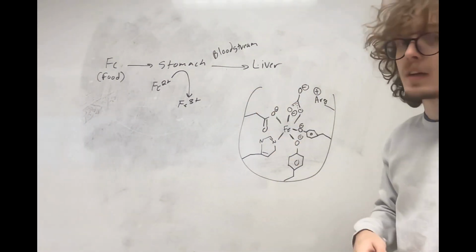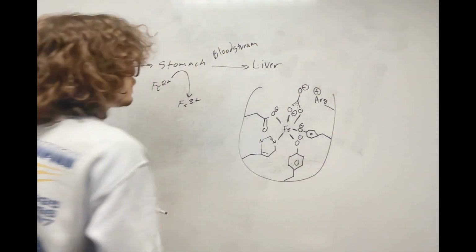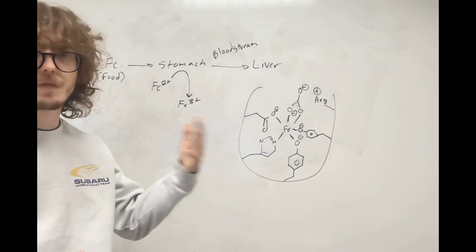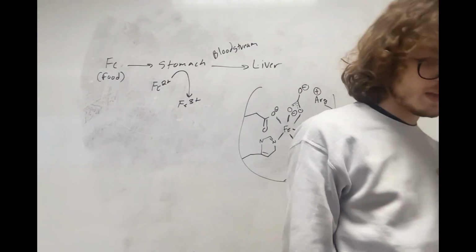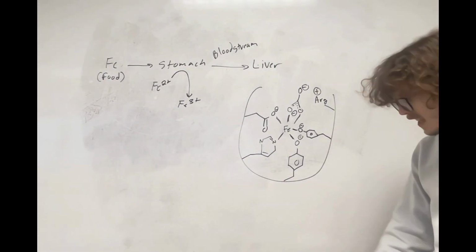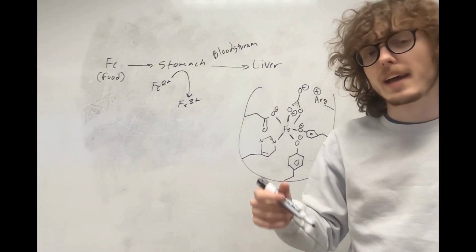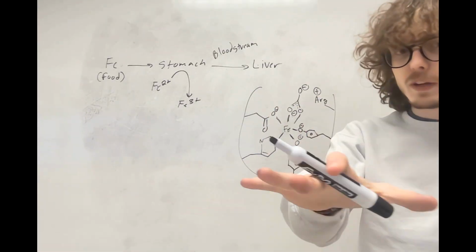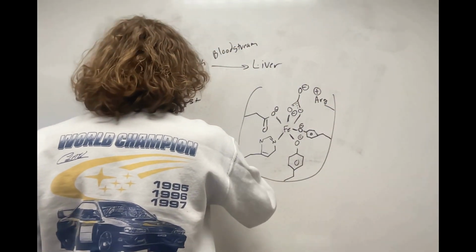Iron's one of them. Now, the question remains, how does it get from the stomach to the liver? Does it just move there? Does it just wake up one day and decide, I'm going to walk over here and make my way to the liver? Well, the answer is no. It does this through the bloodstream by a specific protein. It's a big focus of this chapter, and it's going to be the transferrin.